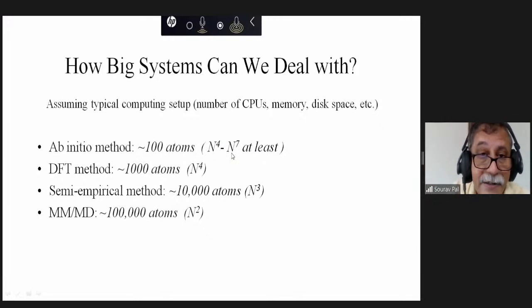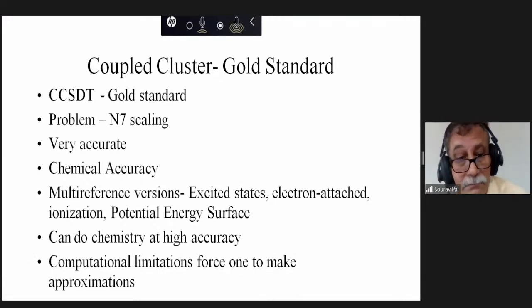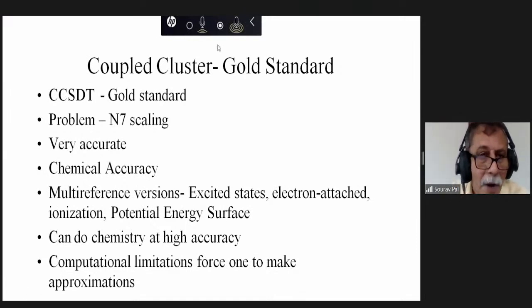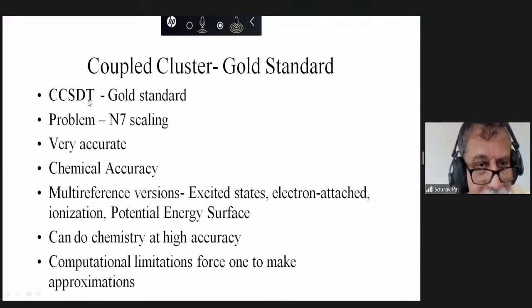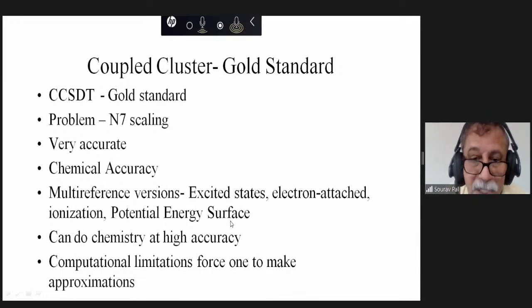And that's the need today, to be very, very accurate. So this is a very, very accurate method. CCSD, I would say approximate CCSDT, not exactly full CCSDT, but the problem is n to the power 7 scaling. We can do even multi-reference versions of coupled cluster to do lots of nice chemistry on excited states, electron attachment, ionization, potential surfaces. I'm not going to talk much about these details of the theory, but we can do very good chemistry at high accuracy.